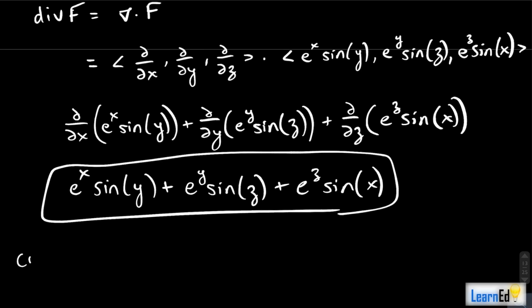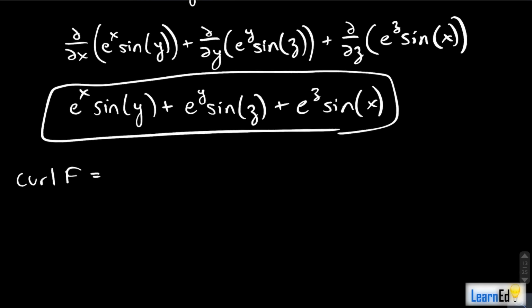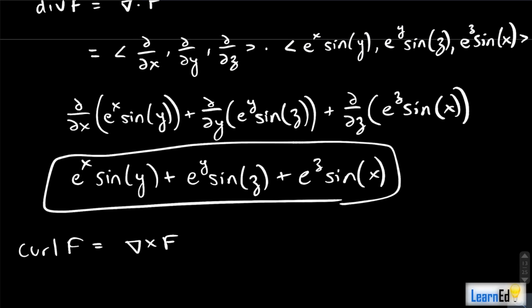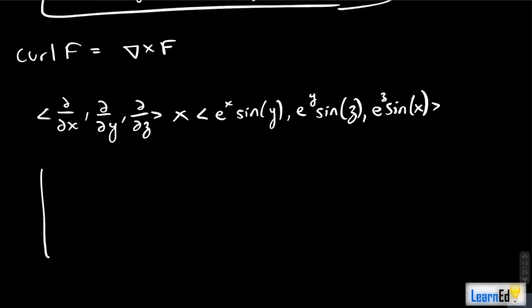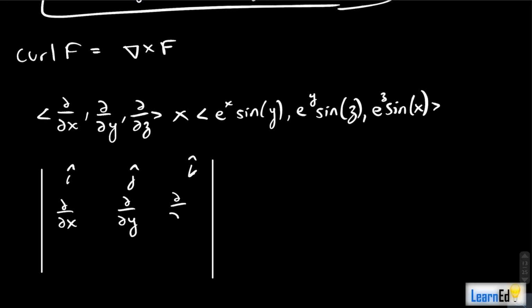Next we'll do the curl of f. The curl is just del cross f. So now we actually have to do a cross product, which definitely isn't the nicest thing in the world to have to do. Let's set up a matrix. We have i hat, j hat, k hat. We'll have our partial derivatives here, and then we'll have our components below.